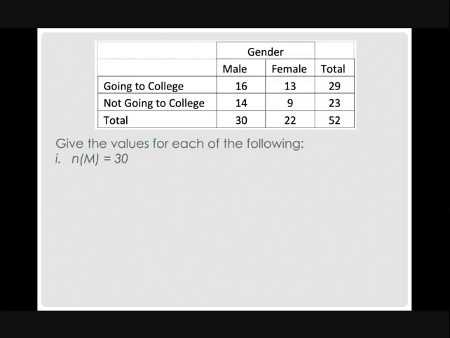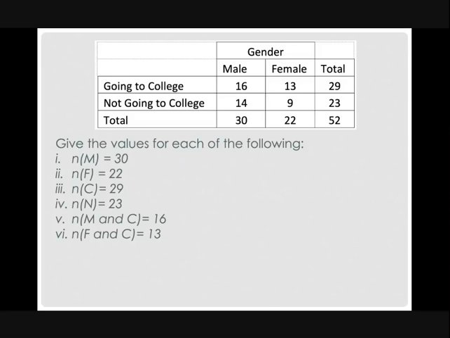So let's look at the following values. Out of the 52, those that are male, 30, female, 22, going to college, 29, not going to college, 23. Male and going to college. Notice it's an and statement, so you look at the elements that are male and also go to college, and you would get 16.